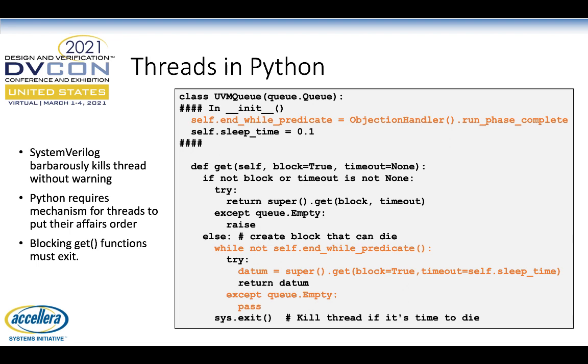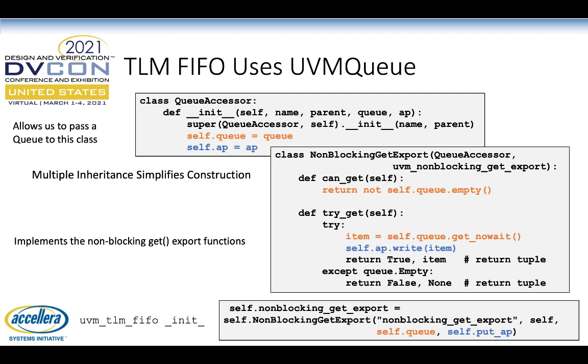And we keep doing that until either the run phase is complete, in which case we exit, or until we get data, and then we return it and we exit until the next time we're called. This allows us to create TLM FIFOs. TLM FIFOs in pyuvm are like the ones in SystemVerilog UVM.